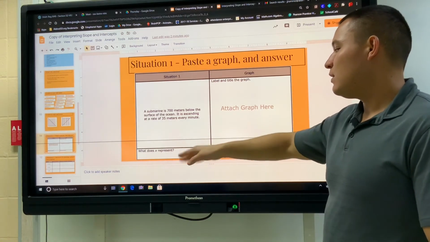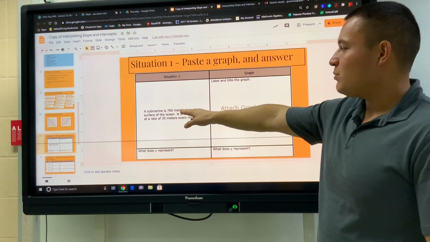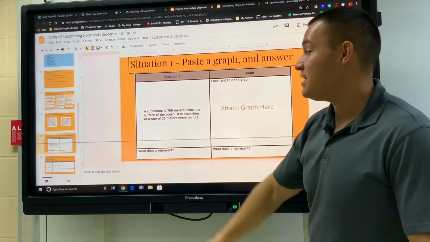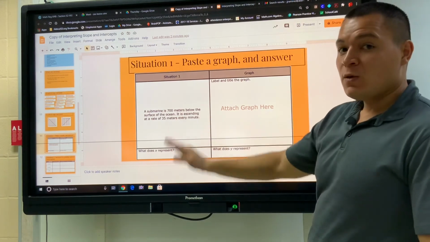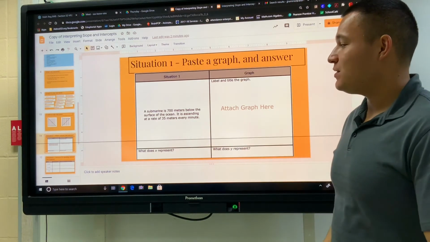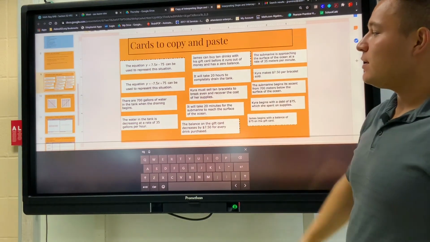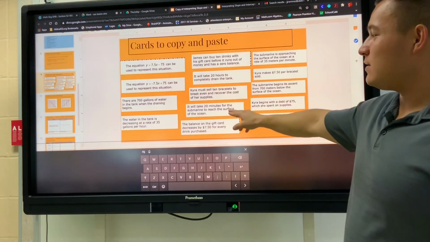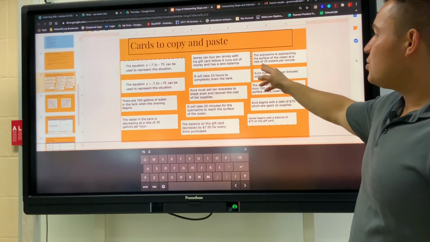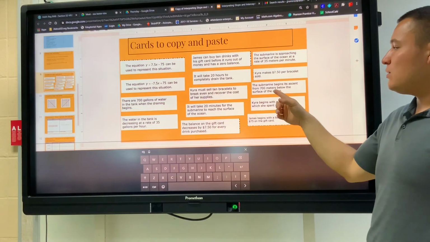But let's see if there's a card that says what X represents here. The situation is about a submarine. The submarine already is 700 meters below the surface. So that means it's already down, and then it's ascending, which means that it's starting down and it's going to go upwards at a rate of 35 meters every minute. And let's see if any of these talk about the y-intercept of a submarine. This one says it'll take 20 minutes to reach the surface. This one says the rate of change is 35 meters per minute. This one says it's beginning to go up from 700 below.